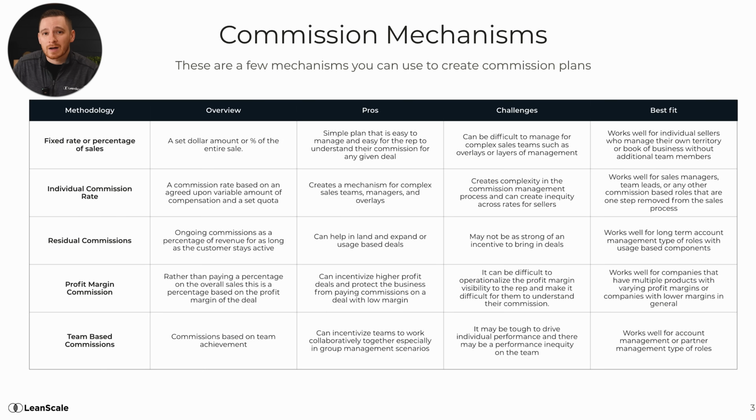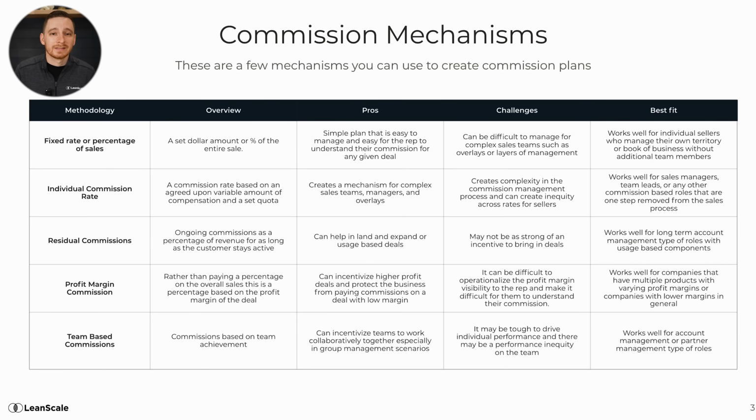So the first and most common and most simple is going to be a fixed commission rate, either a percentage based or a fixed dollar amount based on a sale that the AE makes. As an example, if you close a $100,000 deal and they have a 10% fixed commission rate, then their commission on that particular deal would be $10,000. This is a really good type of plan if you can implement. It's really simple, it's easy.